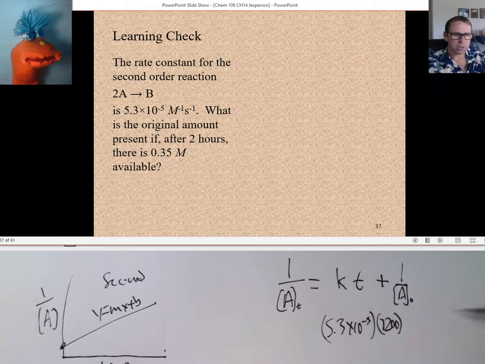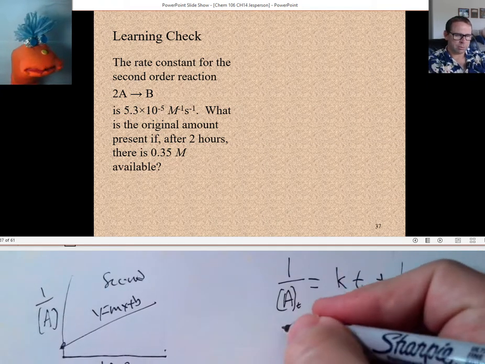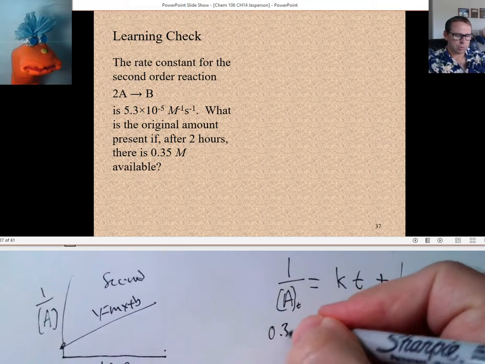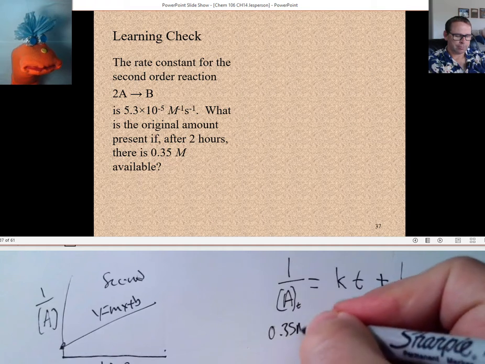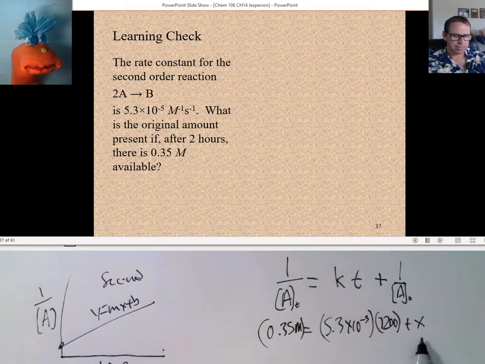Squeeze in a couple of digits there. 7200. What else have we provided? The original amount is what they're after. 0.35 is available after 2 hours, so 0.35 will be the one on the X. Or on the left, you mean? Yeah. 0.35 molar.